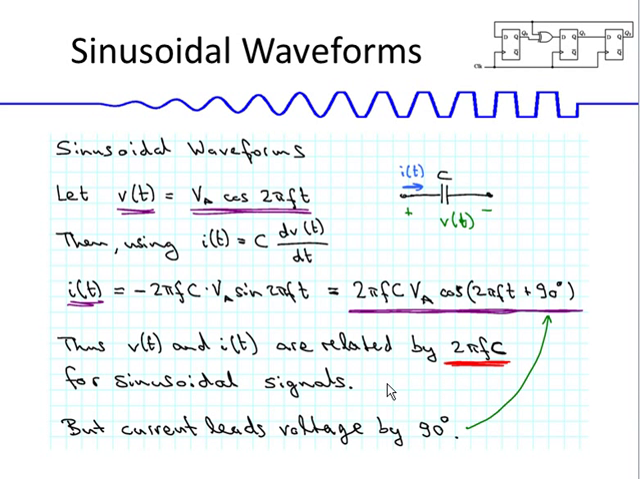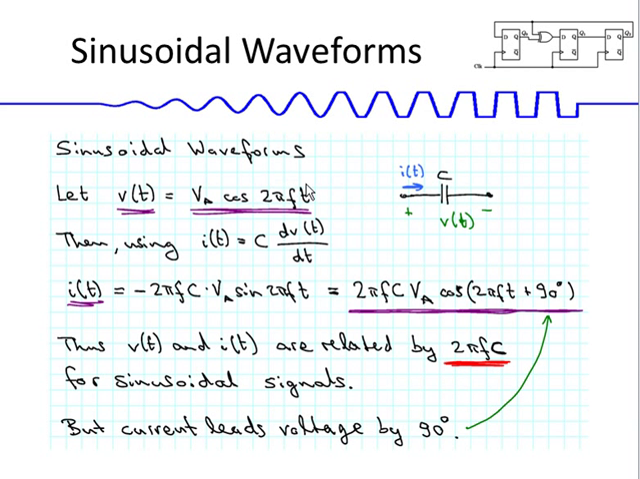Another way we can look at the capacitor is in connection with sinusoidal waveforms. A simple case is if the voltage across the capacitor is some VA, some amplitude, times cosine 2 pi ft. So f would be the frequency of that cosine, and VA is the amplitude of the cosine. Then using the IV characteristic of the capacitor, we can compute I of t as being the derivative of this whole thing multiplied by C.